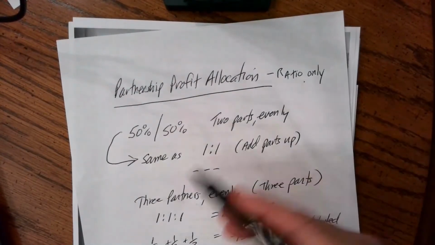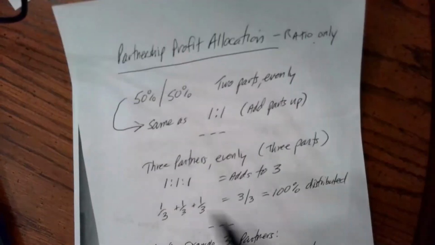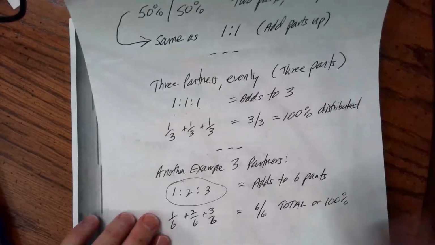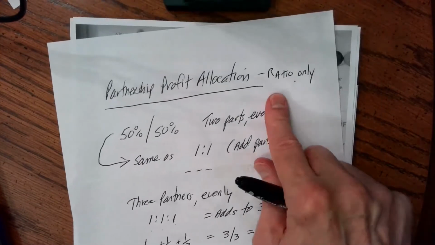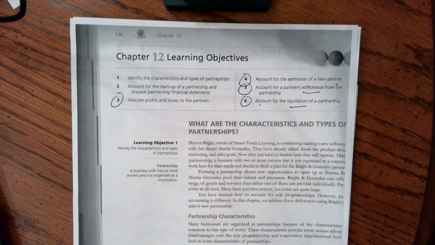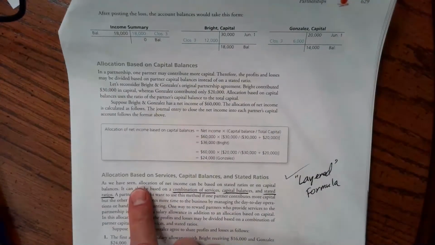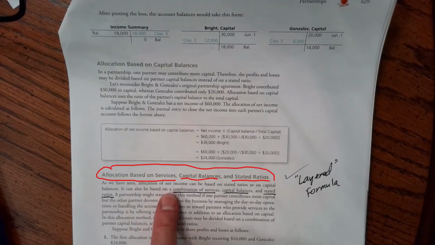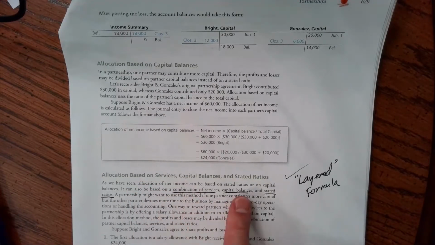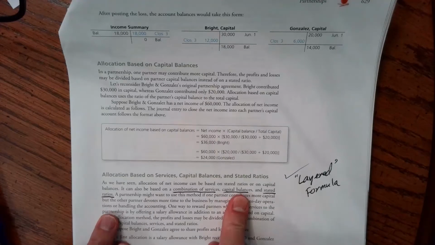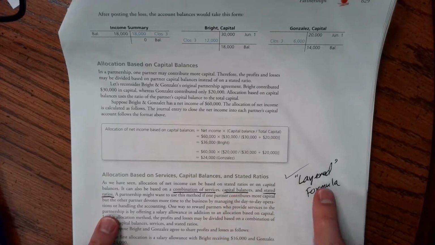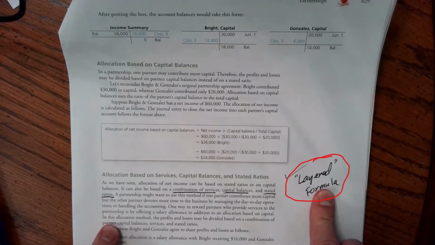Previously, we talked about sharing profits by some ratio only. Two partners, 50-50. Three partners equal, 1-1-1, or some other ratio that all profit is allocated on. This would be a simple allocation of profits. I want to look at a complex one that your chapter discusses: allocation or distribution of profits based on a combination of services, capital balances of the prior year, and a stated ratio. So all 3 methods incorporated into a layered formula of distribution of profit for the year to the partners.